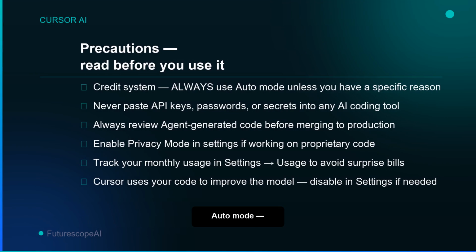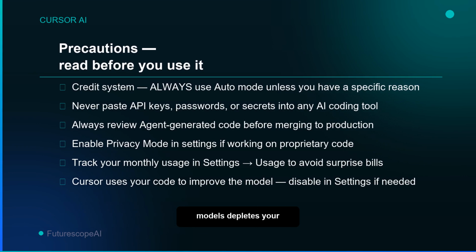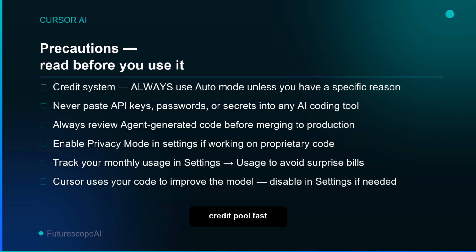Precautions. Always use auto mode. Manually selecting premium models depletes your credit pool fast and users have reported bills far higher than expected. Never paste secrets into any AI tool. Always review agent output before merging. Enable privacy mode in settings if your code is proprietary. Track your usage monthly. And Cursor may use your code to improve the model. You can disable this in settings under privacy.